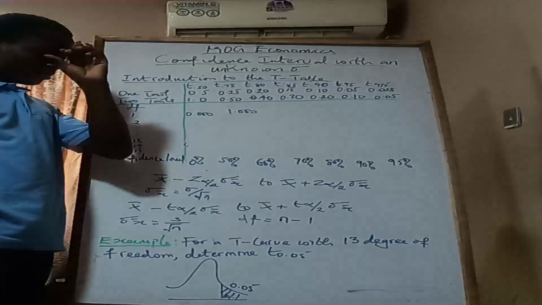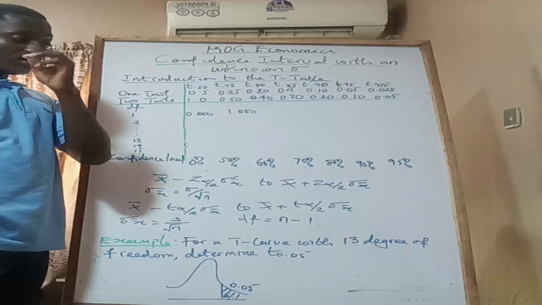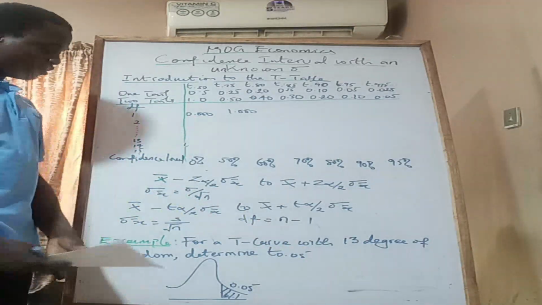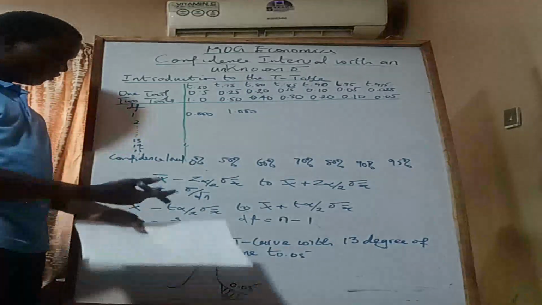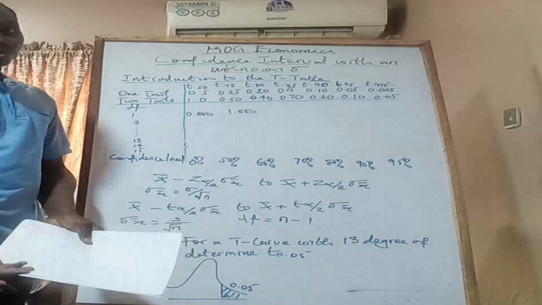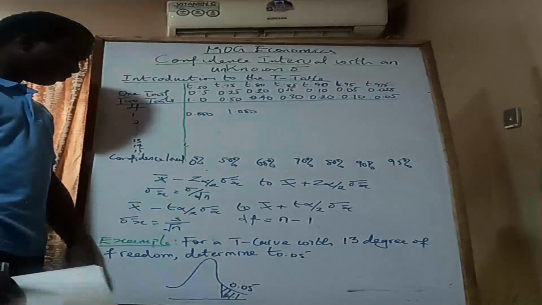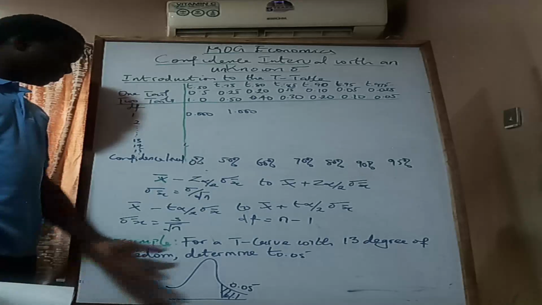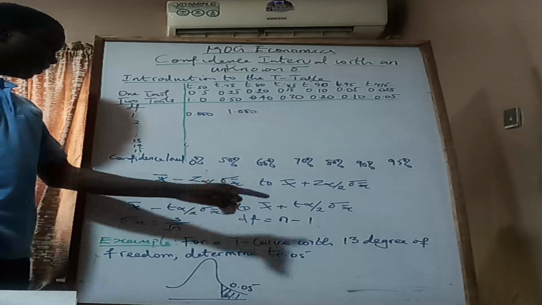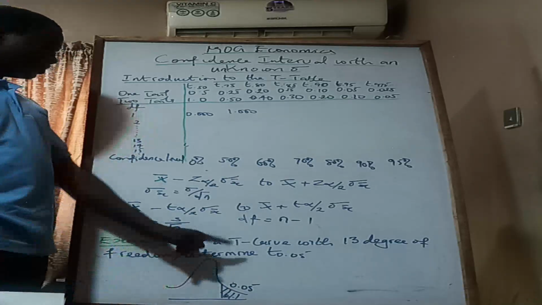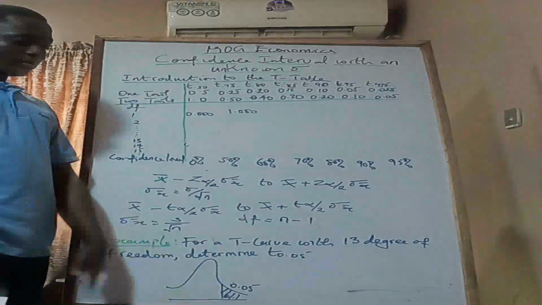Now another way this question might come is that it might just ask for the number of observations. You know that degree of freedom is n minus 1, and you've been given degree of freedom to be 13. So 13 plus 1 will give you the number of observations, which is 14. So n would have been 14. Very simple question. Now we have to work with a t curve with 13 degrees of freedom, and determine the t value corresponding to this particular area, t 0.05.